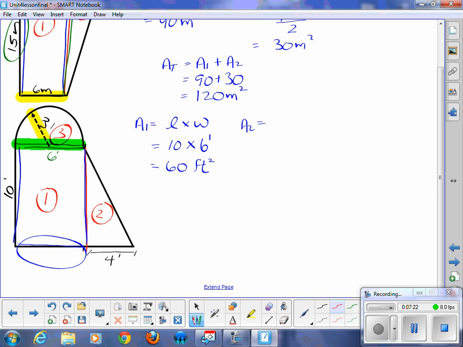Shape 2. Shape 2 is a triangle. Base times height divided by 2. Base was given, it was 4. The height, you need to realize that your height is the same as it was on the other side of the rectangle, so it's at 10 feet. And I'll divide it by 2, so that ends up being 20 square feet. All right, and finally shape 3.